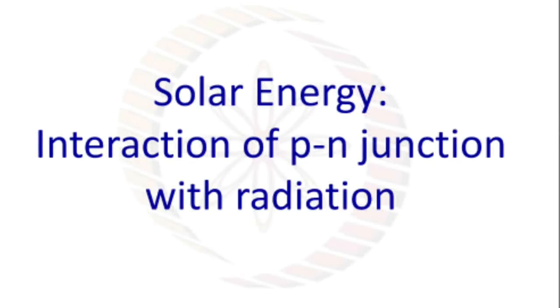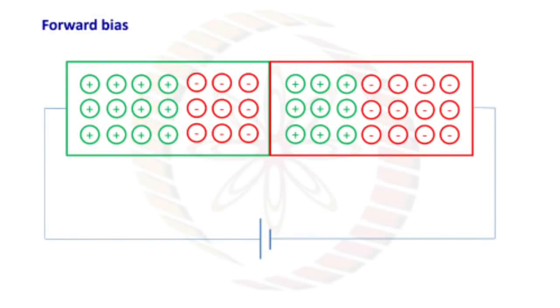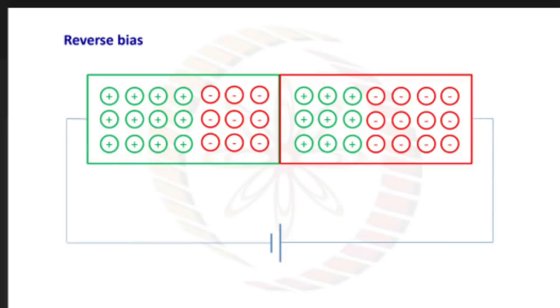In this week we have to study the interaction of PN junction with radiation. So at first we have to see what is forward bias. When the P terminal of a PN junction is connected to the positive terminal of the battery, then it is known as forward bias. And when the negative terminal of the battery is connected with the P side of the PN junction, then it is known as reverse bias.